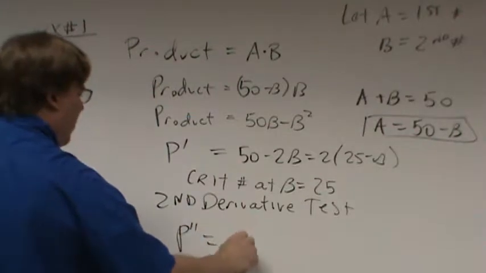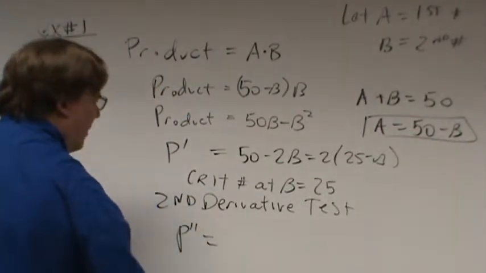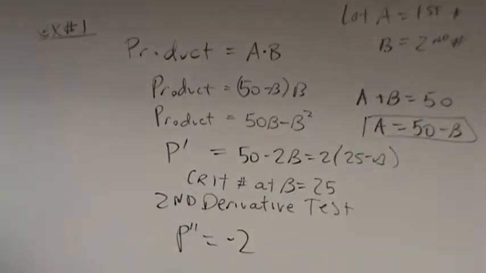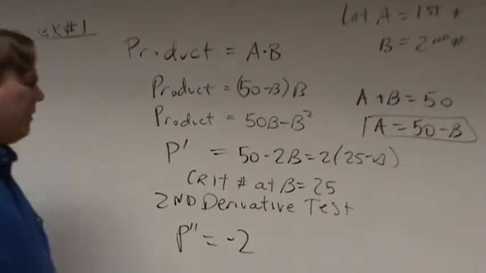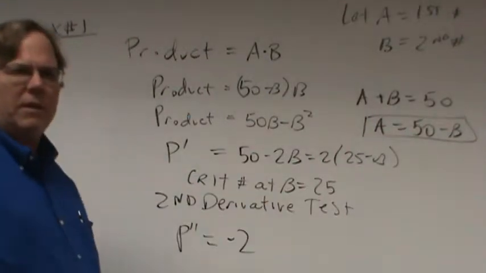P double prime equals, whoops, of course, if you can do it. Oh, what's my problem? P double prime equals -2, which means I'm concave up over the entire domain. And concave up, what does that make this guy? A relative min or a relative max?